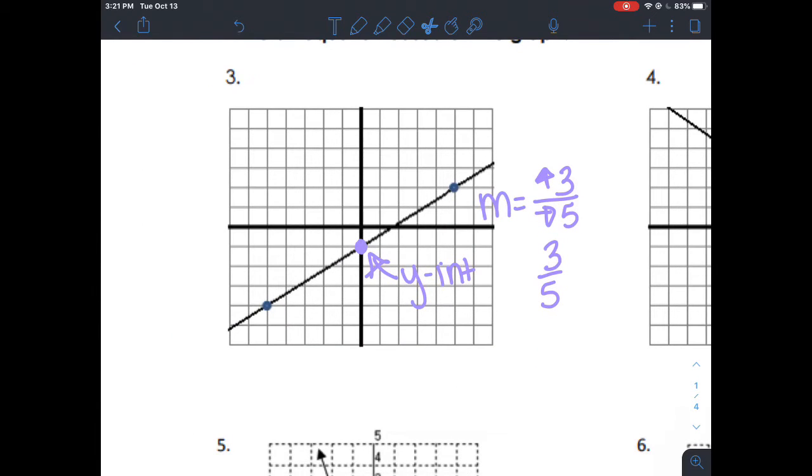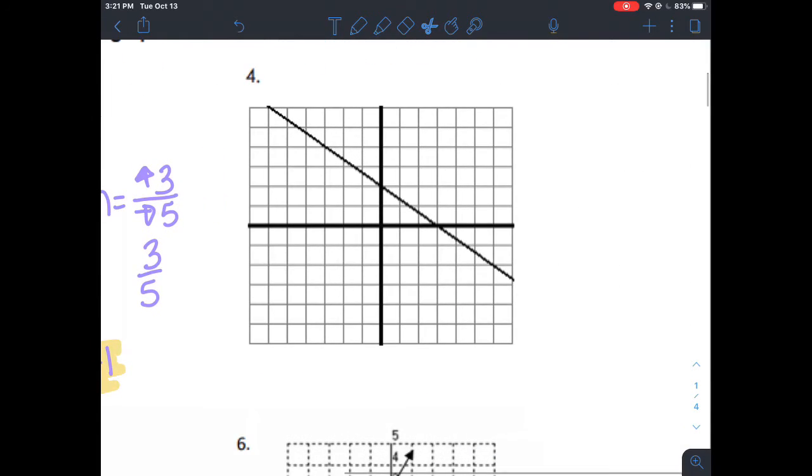Notice my line is increasing, so my slope should be positive. And then my y-intercept, we said, was -1. I plugged those values into the equation. Altogether, y equals 3/5 x minus 1.